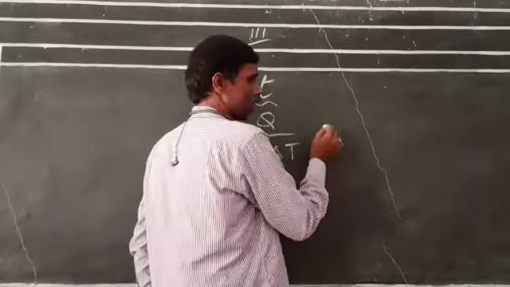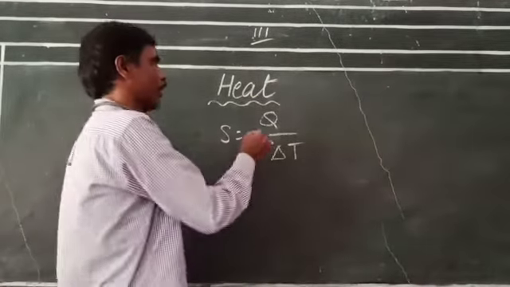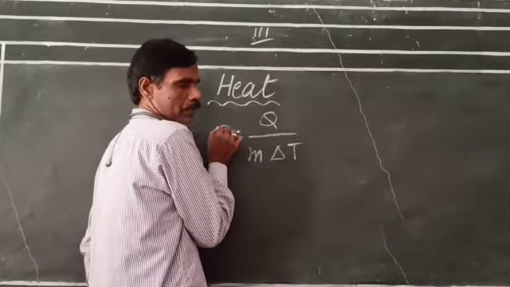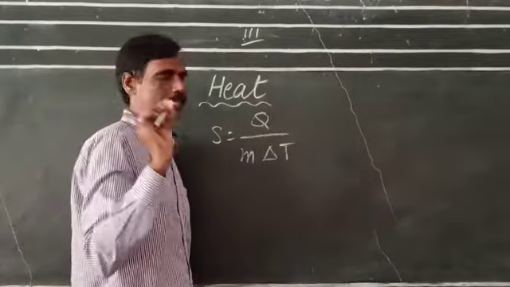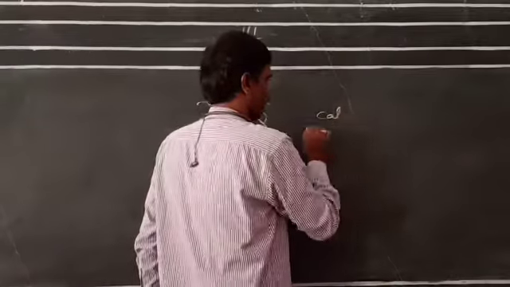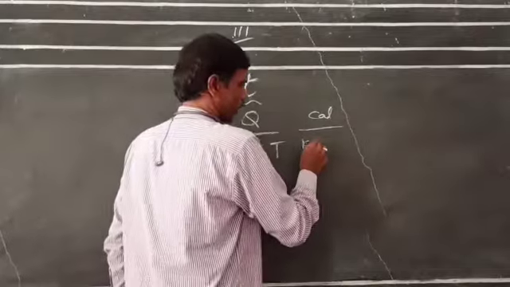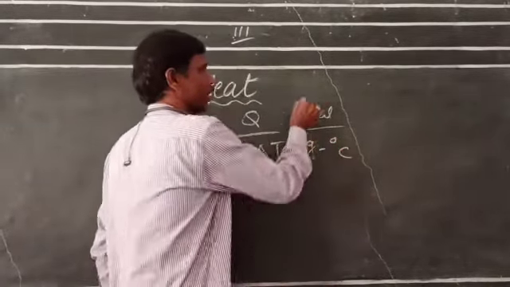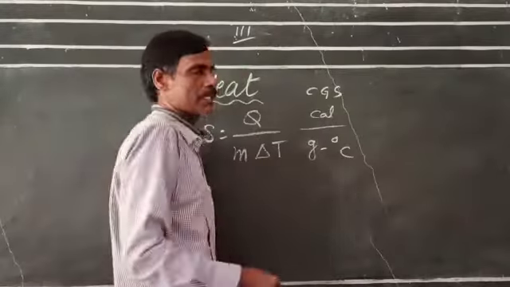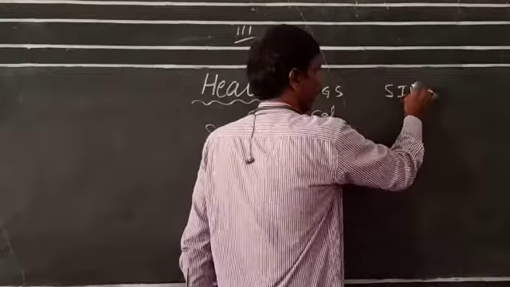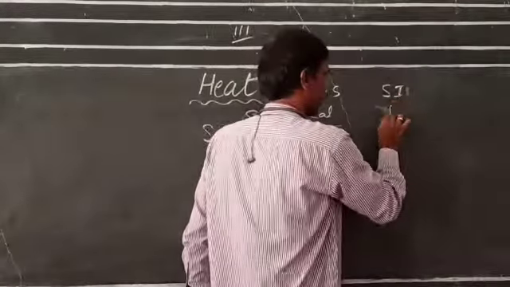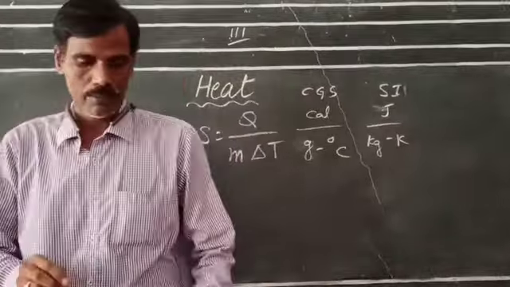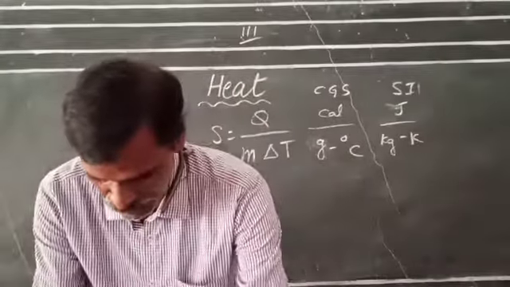From this, we can also derive the units. The unit of specific heat in CGS system is calorie per gram degrees Celsius, and in SI unit, the unit is joule per kg Kelvin. Okay. Now, here we are going to discuss the application of specific heat.